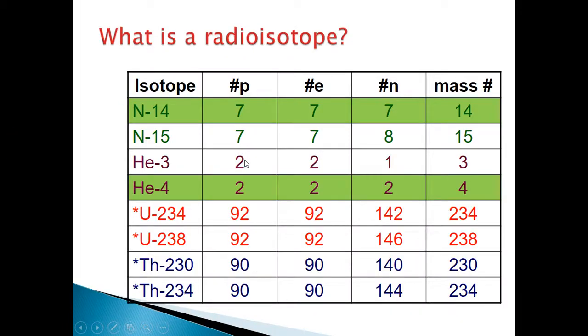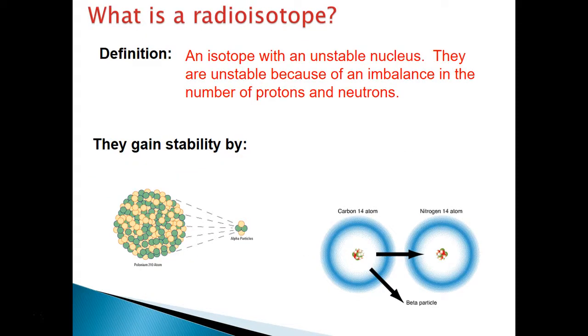Okay, so what is a radioisotope? So here we have our famous table of protons, electrons, and neutrons and mass number. What I have here is two stable isotopes, nitrogen-14 and helium-4, and a whole bunch of unstable isotopes. If I look at the ratio of protons to neutrons in the stable isotopes, I see that I have equal numbers of protons and neutrons in each. If I look at the unstable isotopes, I see I have a different number of protons and neutrons in each. So that is what makes a radioisotope an unstable isotope, a difference in the number of protons and neutrons. So there's our definition. A radioisotope is an isotope with an unstable nucleus. It's unstable because it has different numbers of protons and neutrons in the nucleus.